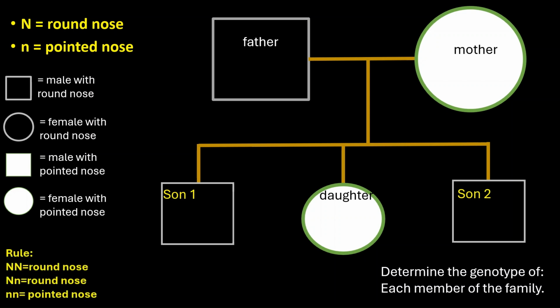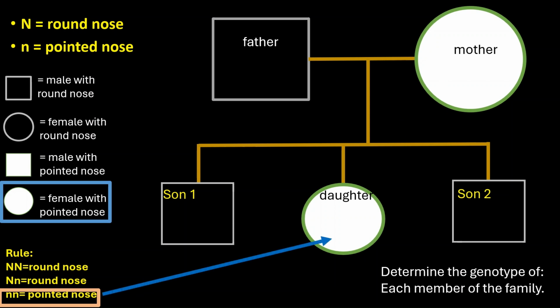So you set the rule. There are two ways of producing round nose. There are two types of round noses here, homozygous and heterozygous. That is it. So for you to have pointed nose, remember the white circle represents pointed nose, and there are two generations here. Okay, five members in a family, three males, two females. So for you to have pointed nose, all you need is two recessive alleles. That means the daughter's nose is pointed. That means the daughter carries two recessive alleles.